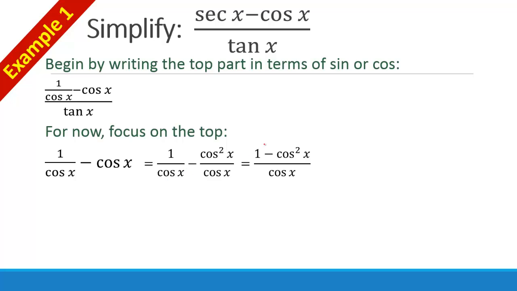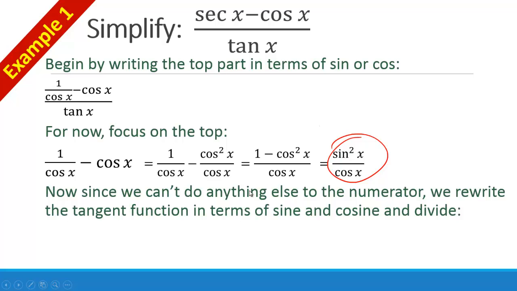Now, since they have a common denominator, we can write this all at once on top. And hopefully you can see why that would be a good thing to do, because then we can say sine squared of x over cosine of x. So I can simplify the top to this. Now, I can't do anything else with the bottom as far as it affecting the numerator the way it is now. So we rewrite tangent in terms of sine and cosine. This becomes sine of x over cosine of x, as you see down here.